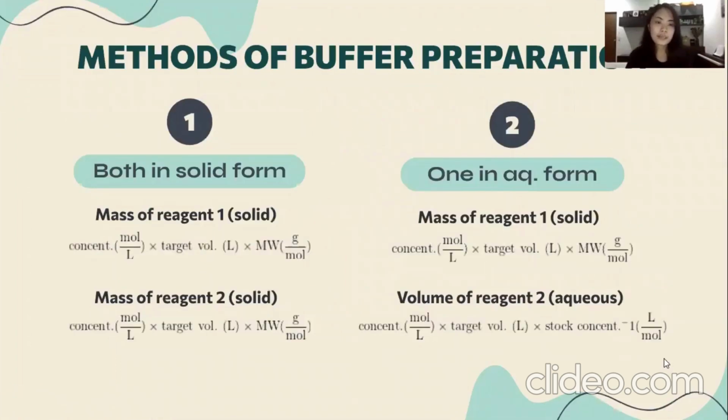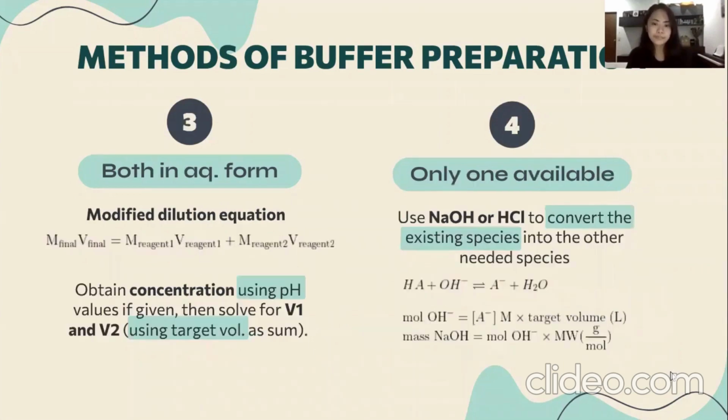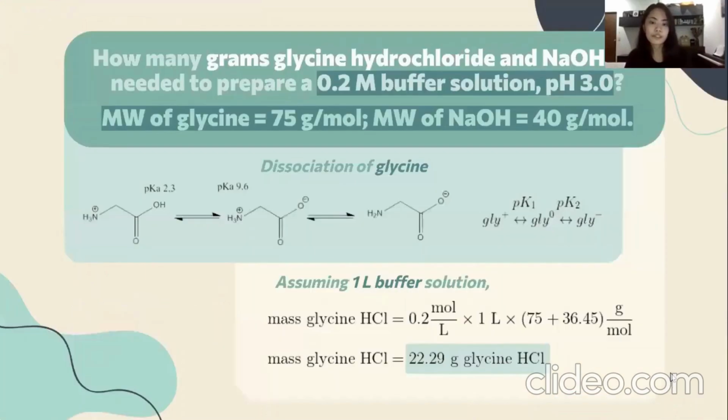As mentioned earlier, certain steps and calculations are dependent upon the nature of the reagents. Specifically, if both are available in solid form, the calculation for the mass is simply the concentration times the target volume times the molecular weight. However, in the case that one of the reagents is in aqueous form, the formula for that reagent is different in that the stock solution concentration is utilized instead of the molecular weight. On the other hand, if both reagents are available in aqueous form, the modified dilution equation is utilized instead as shown here. Lastly, if only one reagent is available, sodium hydroxide or hydrochloric acid can be used to convert the existing species into the other species needed by the buffer. A sample problem showing this method is seen here.